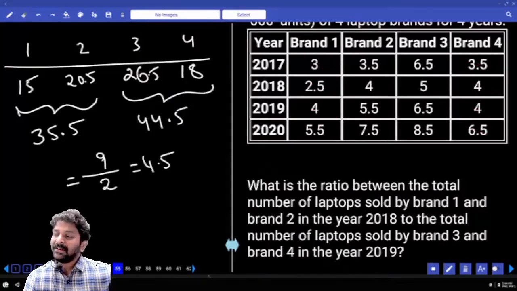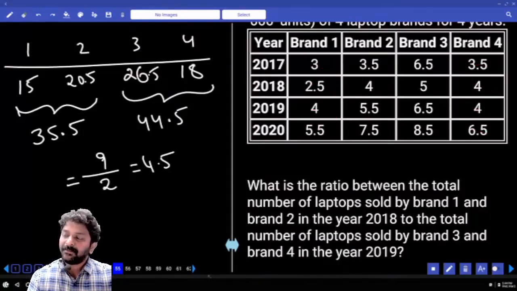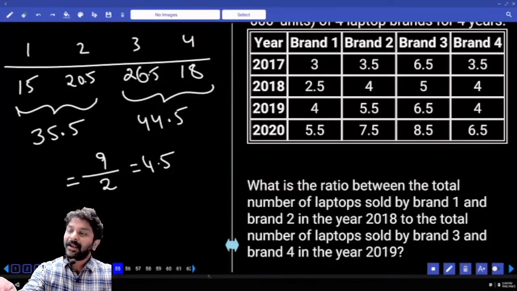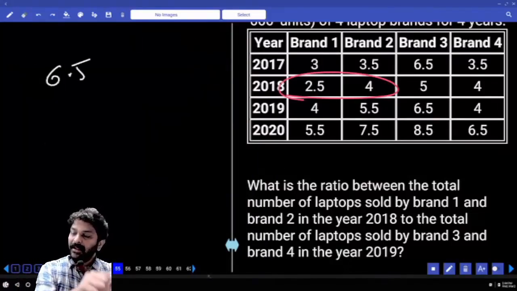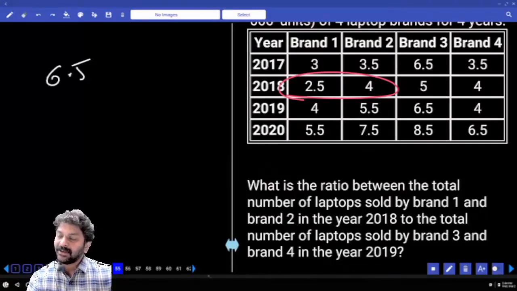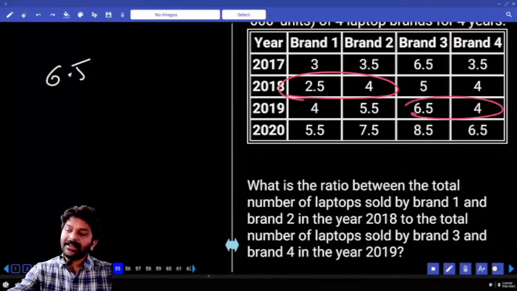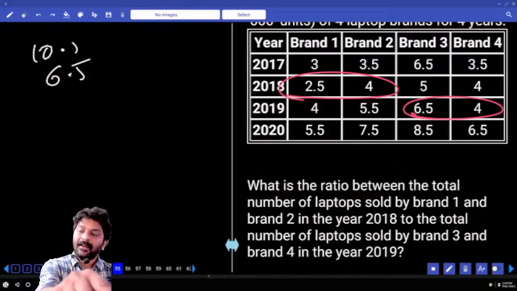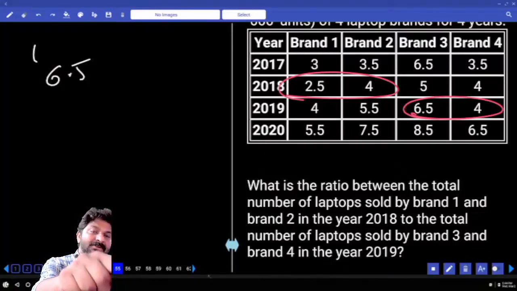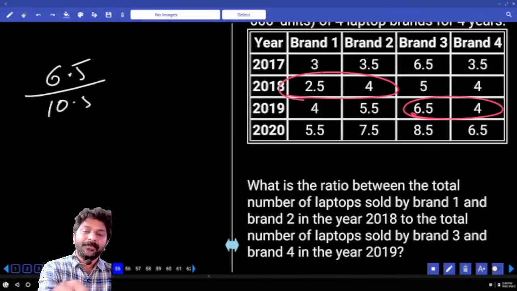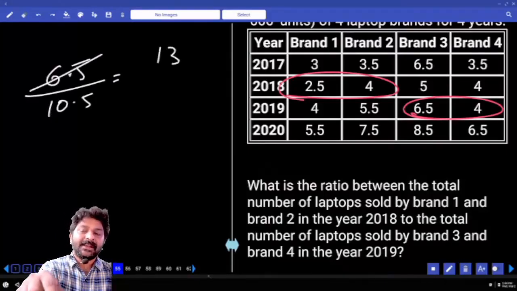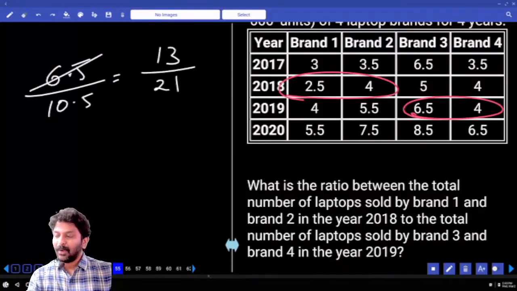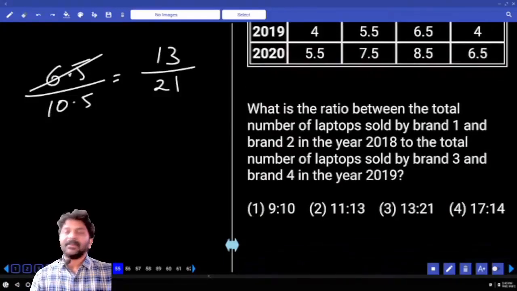What is the ratio between the total number of laptops sold by brand 1, brand 2 in the year 2018, and the total number of laptops sold by brand 3, 4 in 2019? In 2018, brand 1 and 2 together, it is 6.5. And for brand 3, 4 in 2019, here it is 10.5. We were asked to calculate the ratio, right? So 10.5, I'll write it in the denominator. So both can be written as 65 by 105. Cancellation with 5. Here it is 13 and 21. 13:21, third option.